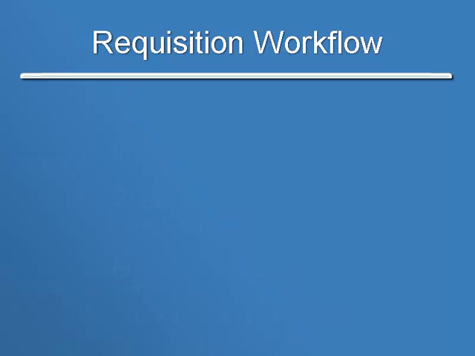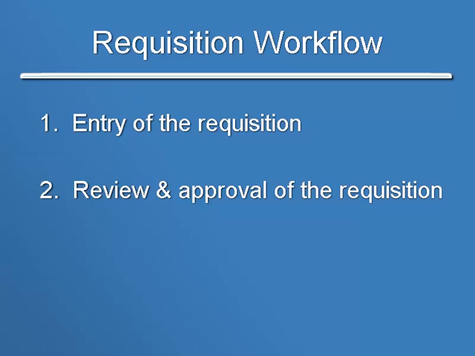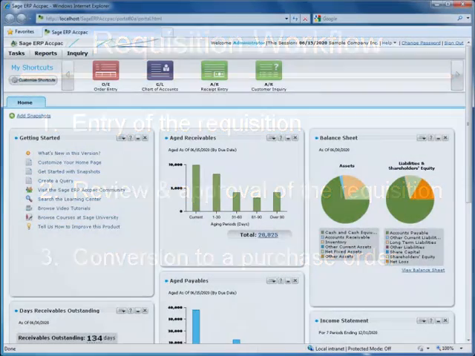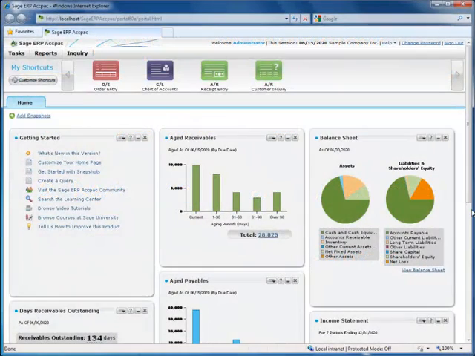The workflow will involve entry of the requisition, review and approval of the requisition, and finally, conversion of the requisition into a PO. So now let's jump right in and get started. We're going to be launching our demo from the Sage 300 ERP portal, but you can perform all of the functions that we'll be showing using the traditional desktop interface.